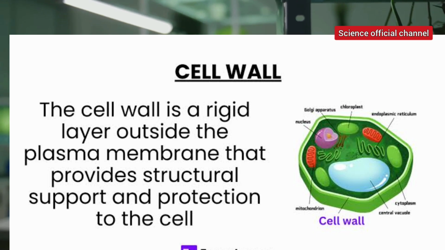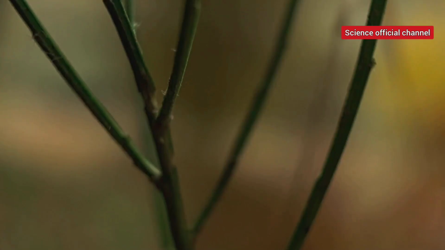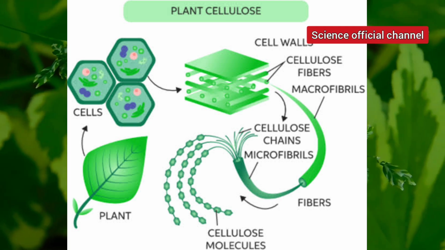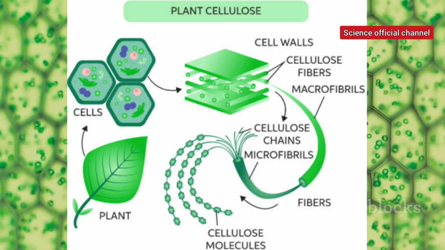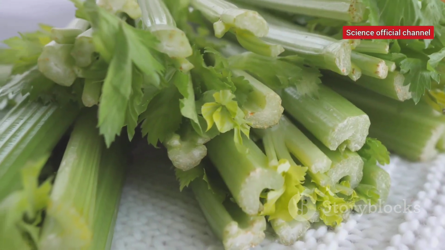The cell wall is next. It's a rigid layer outside the cell membrane, found in plants, fungi, and some bacteria. It gives support and protection. Speaking of plants, let's talk cellulose. It's a tough carbohydrate that makes up the cell wall in plants. That's what gives celery its crunch.